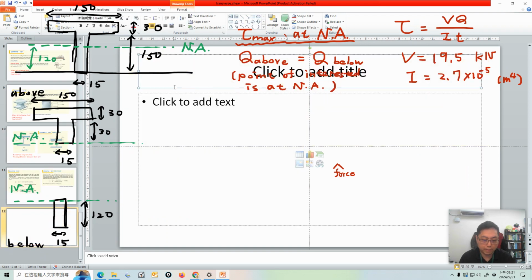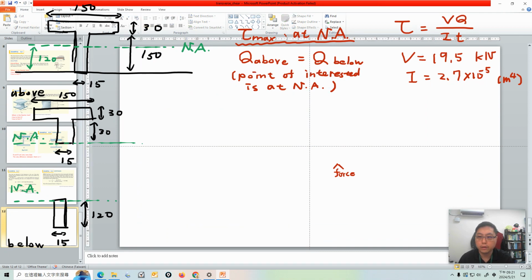Okay, it's empty space. Let's go create. So let's start with this calculation. First of all, let's calculate Q above. How to calculate Q above? Q above is a T shape.